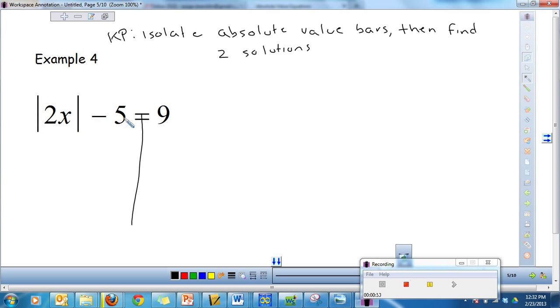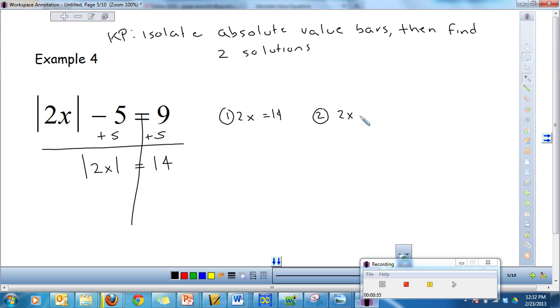So how do I undo minus 5? I'm going to add 5 to both sides. I'm going to bring down the absolute value of 2x. 9 plus 5 is going to give me 14. Now that my absolute value bars are isolated, I can go ahead and solve for x. So I'm going to have two solutions. 2x equals 14 and 2x equals negative 14. So I'm going to go ahead and divide both sides by 2 to solve for x. So x could be 7. I'm going to divide both sides by 2. So x could be negative 7.